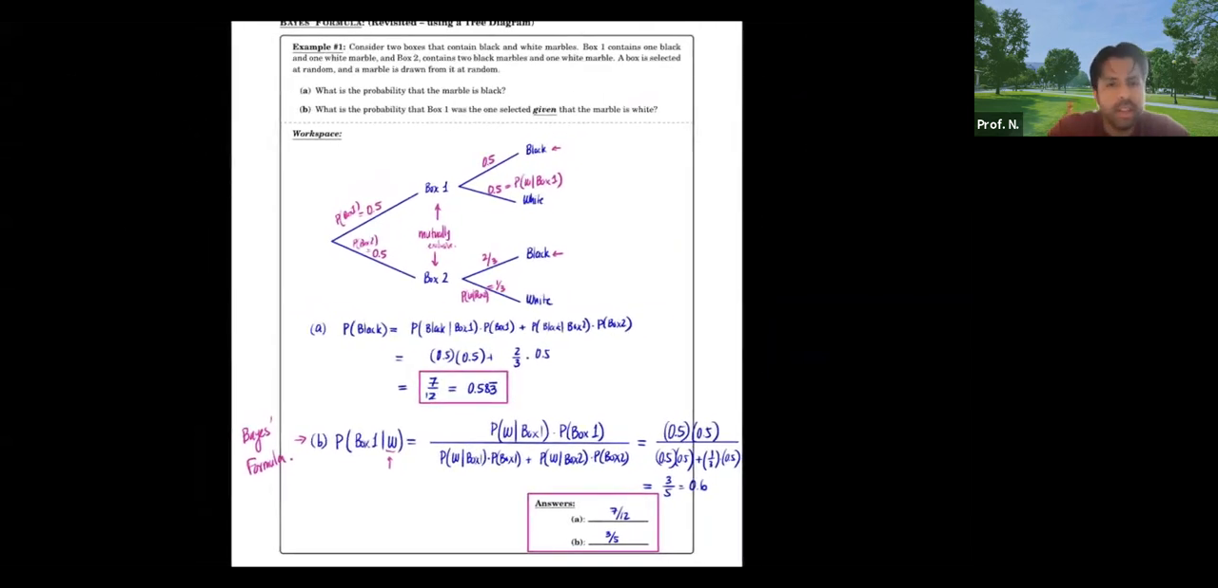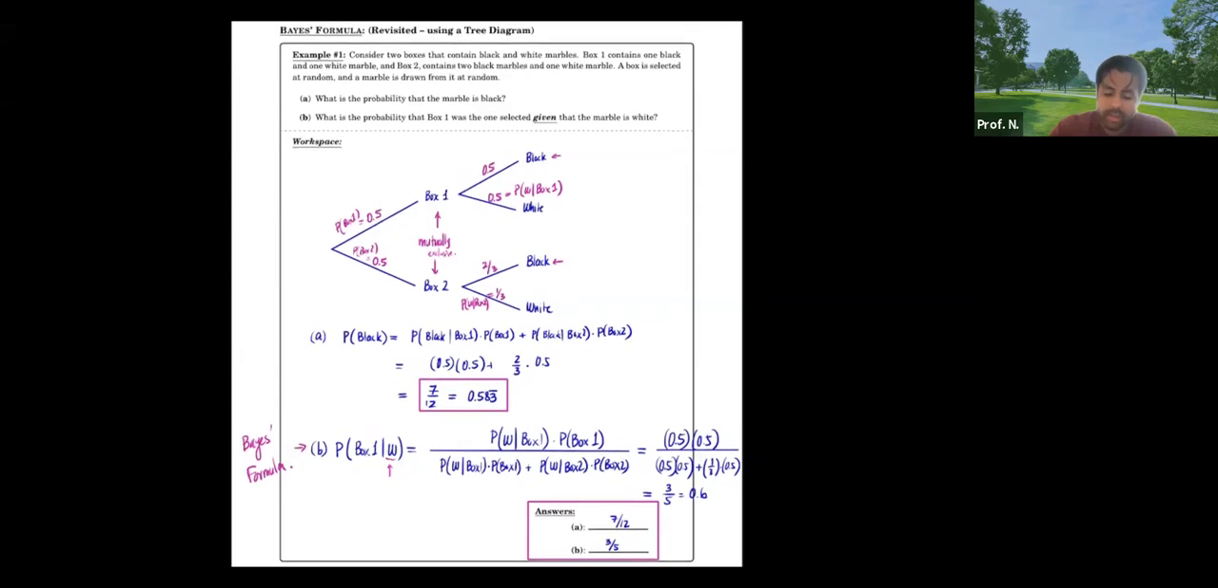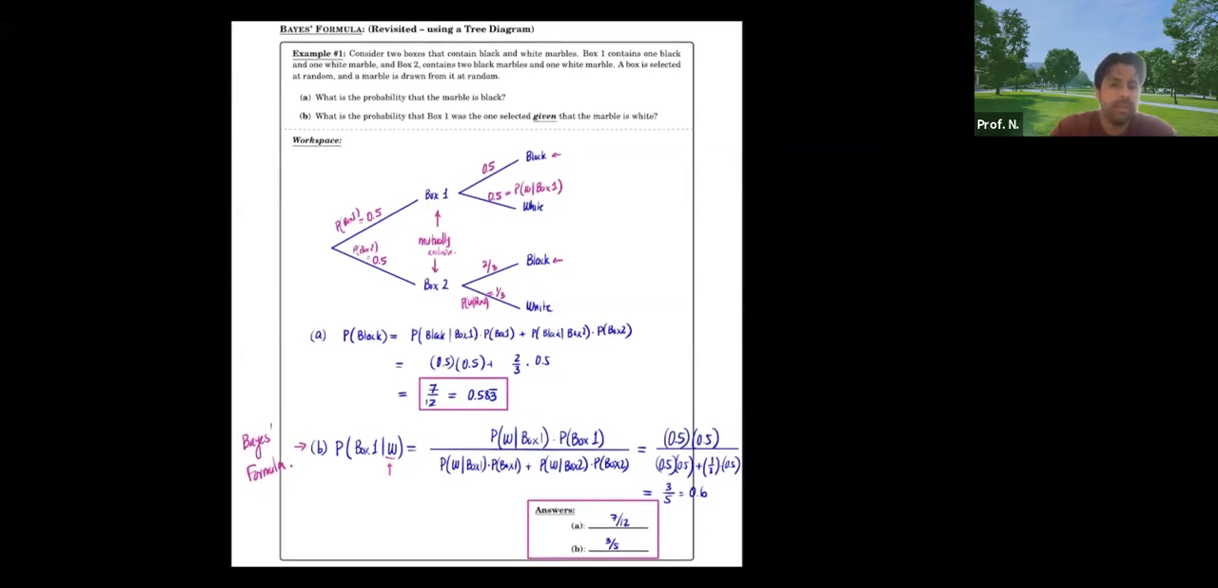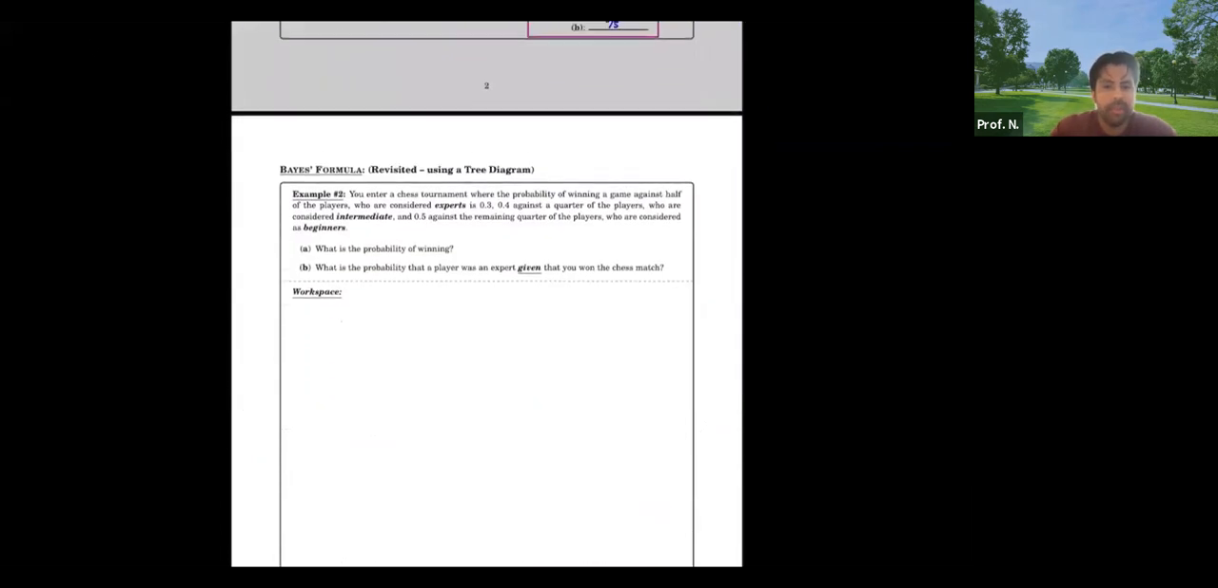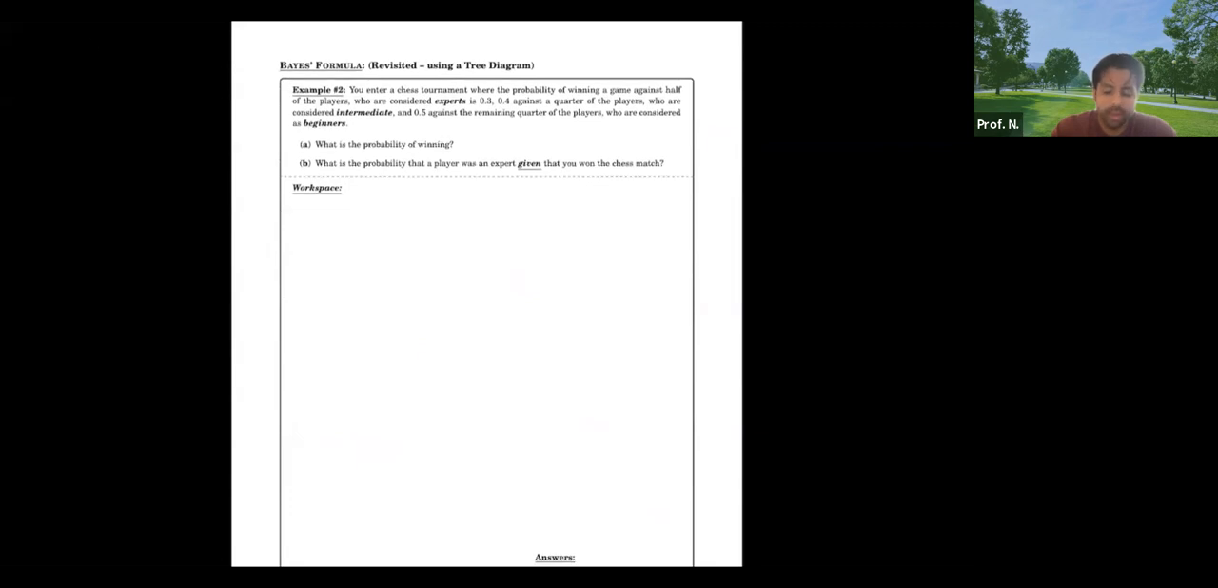Can everyone see the access to PDF on CUNY Blackboard? Is everyone seeing it or no? Yes? Okay, good. I just want to make sure everyone is able to see it. All right, great. So this is how we use a tree diagram for problems such as this. Okay, so part B is a typical problem using Bayes' formula. And in the next example, we'll see something very similar.